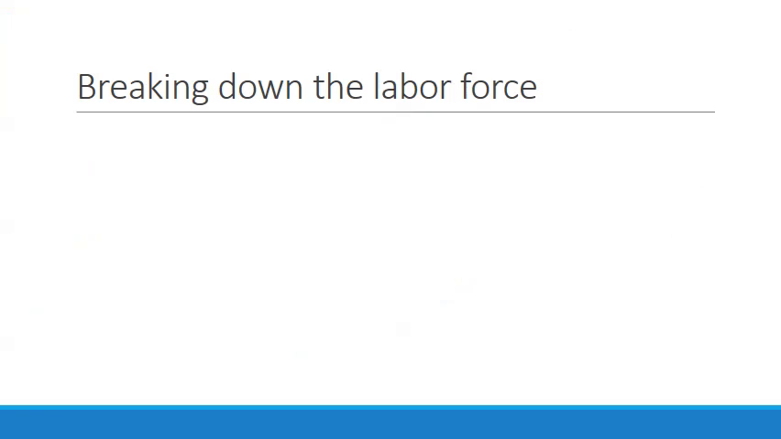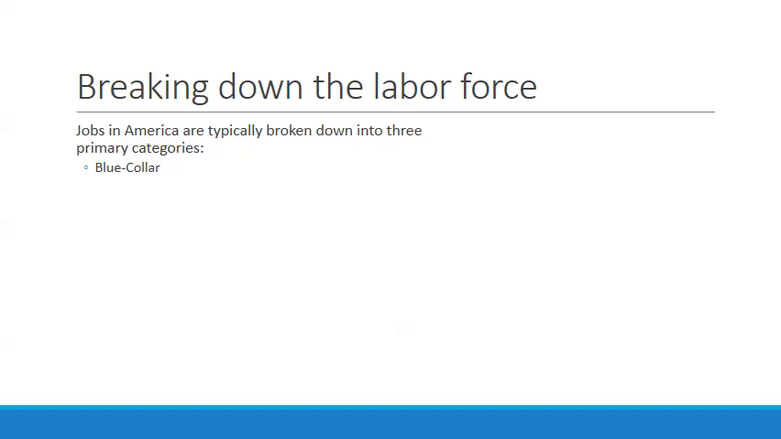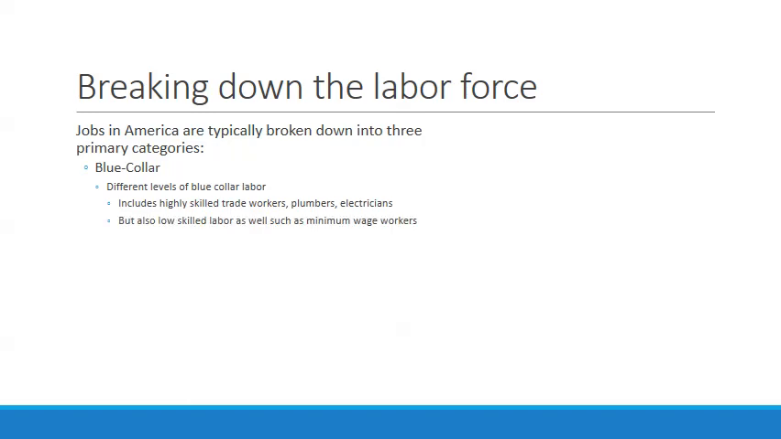So we've looked at a lot of different things. We want to break down the labor force in terms of categories of jobs though. Typically they're broken down into three primary categories. We have our blue collar workers. These are different levels of blue collar though. It includes highly skilled trade workers such as plumbers and electricians, but at the same time it also includes low skilled labor such as minimum wage workers. So there's a huge variety within what we call this blue collar service or goods producing category. We also have white collar workers.